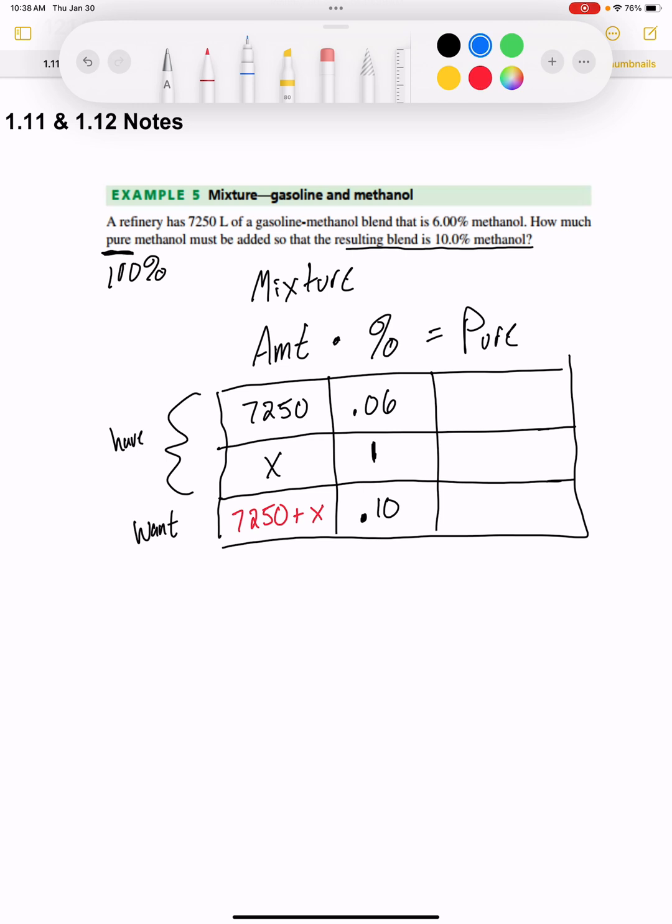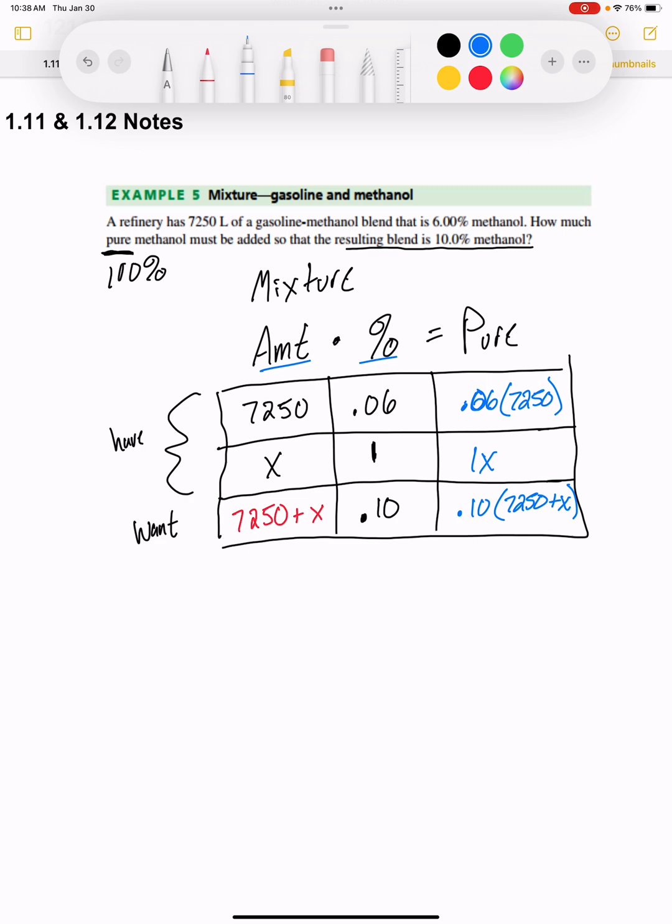So now we know that the amount times the percentage gives me the pure amount. Well, this is going to be 0.06 times 7,250. And then this is going to be 1x, or just x. And then this one's going to be 0.10 times 7,250 plus x. We're going to be multiplying.